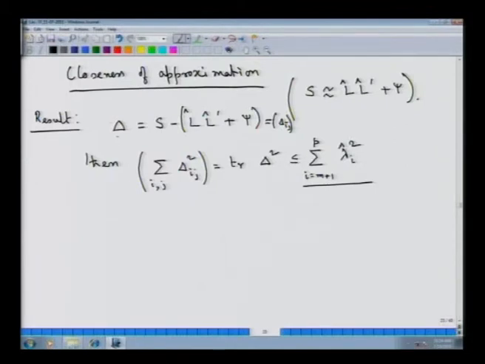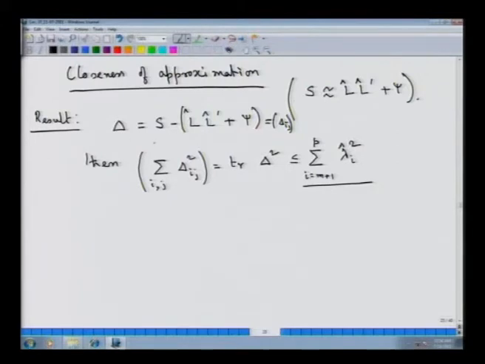As we had discussed in the last lecture, the way this L hat and psi hat are formed, the diagonal entries of S minus L hat L hat transpose plus psi hat will be equal to 0, and only the off diagonal entries of this delta matrix are non-zero. Since we approximated S by L hat L hat transpose plus psi hat, we have that particular observation.